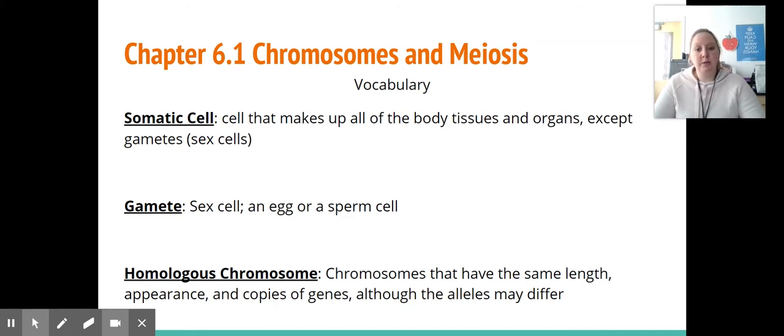Homologous chromosomes are chromosomes that have the same length, appearance, and copies of genes, even though those genes and alleles may differ. Human chromosomes, we have 23 pairs. Chromosomes 1 through 22 are something called autosomes. We'll talk about these in just a few slides. And then pair 23 is your sex chromosomes.